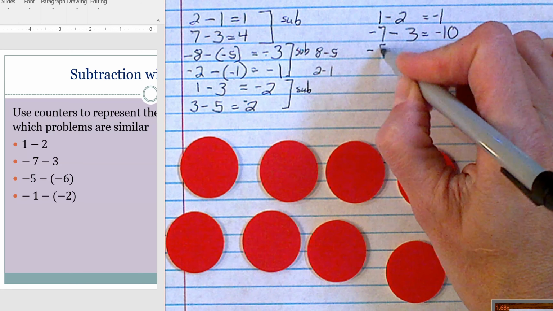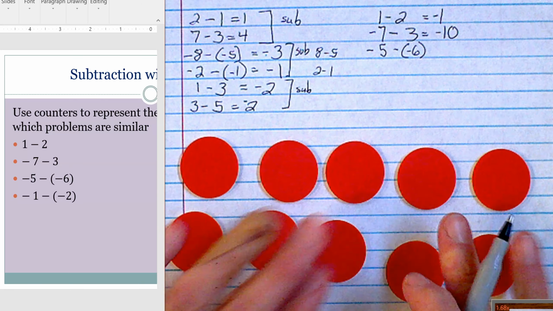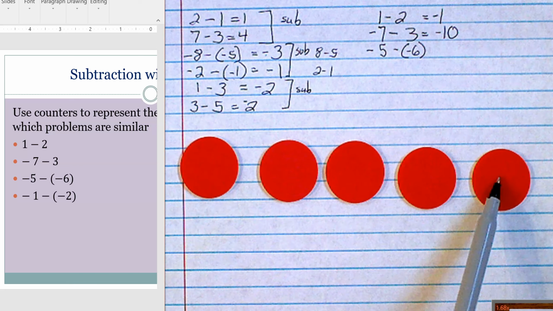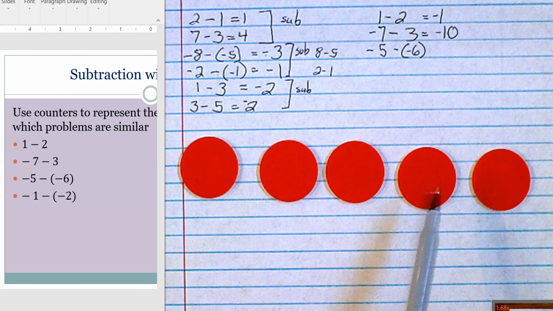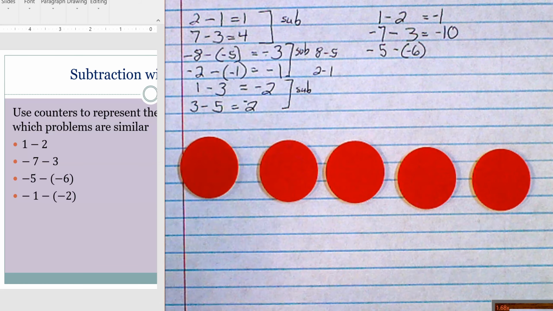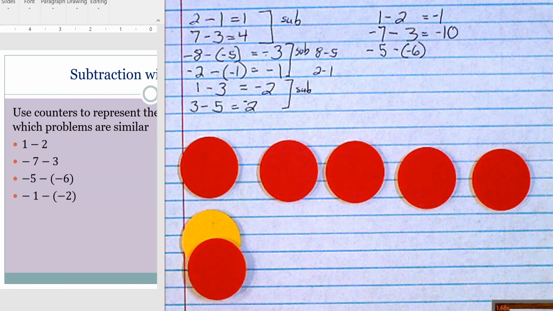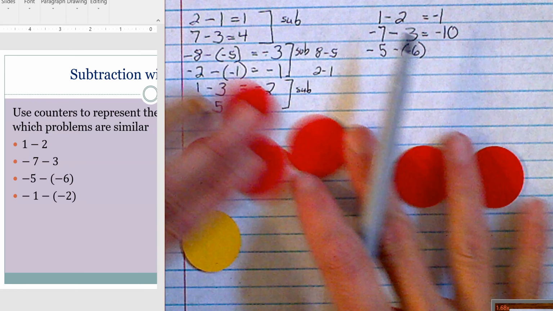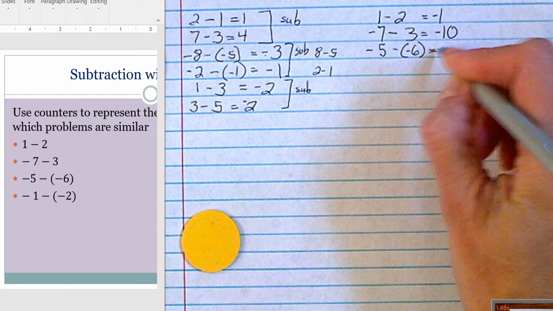Now I have -5 take away -6. Let's take a look at this problem. It says -5, and I'm to take away -6. Well, I have 5 that I can take away, but I need to take away 1 more. So I need to create a 0, so I have 1 more negative. And when I create that, I have 1 positive here that will remain once I've taken away the 6 negatives.